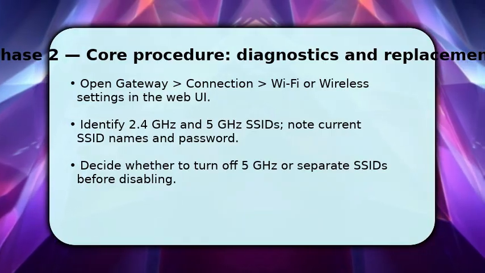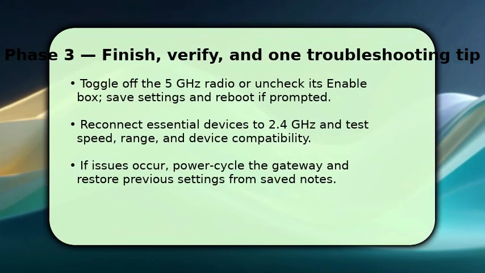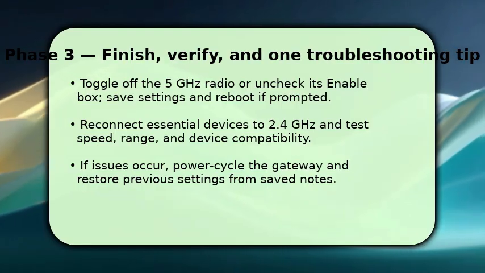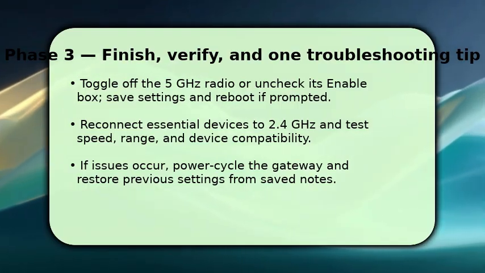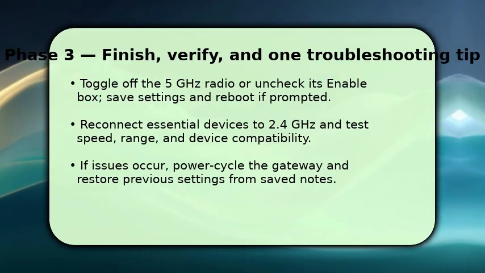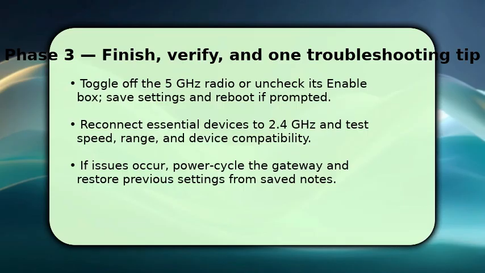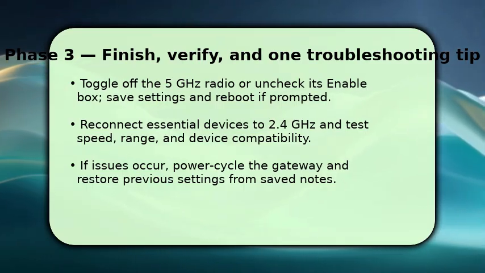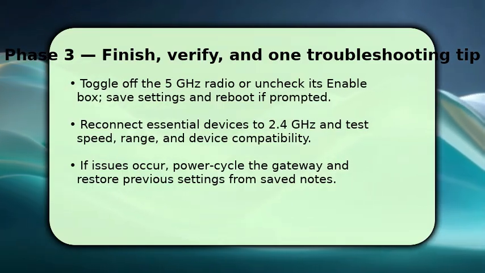Now disable the 5 GHz radio by toggling its enable control or setting its status to off, then save changes. The gateway may reboot. Wait until it finishes. After the change, connect critical devices to the 2.4 GHz network and verify connectivity, speed, and coverage.